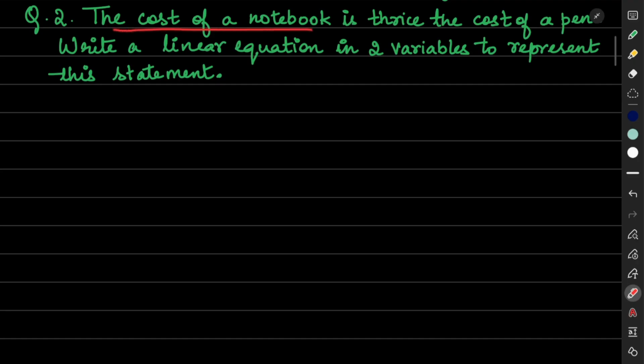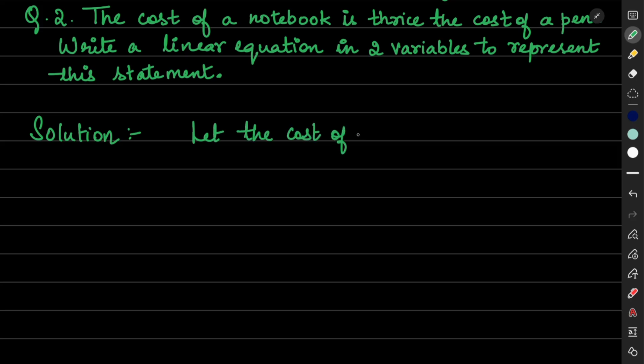The cost of a notebook is thrice the cost of a pen. Write this as a linear equation in two variables. Let us write the solution. What are the two unknowns? You have to take them as x and y. The first one: let the cost of the notebook be x, and let the cost of a pen be equal to y. These are the two unknowns. Now what is given to us?